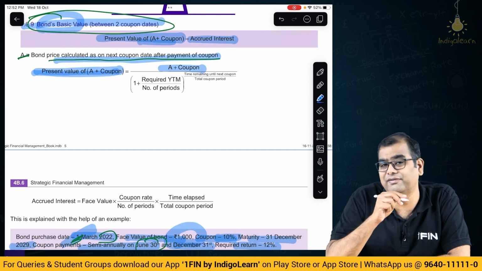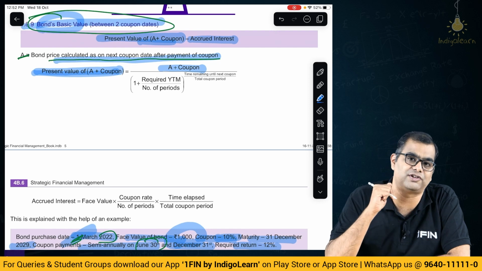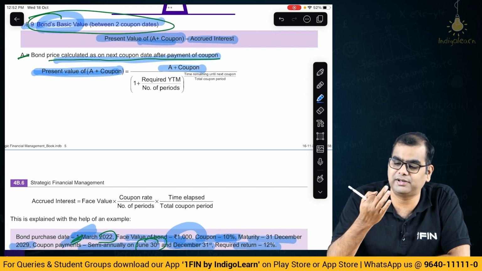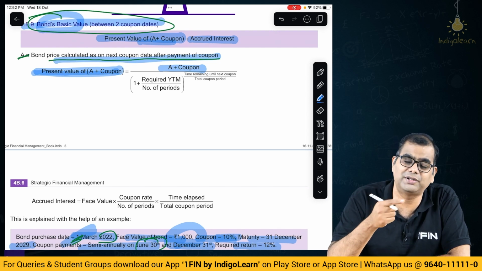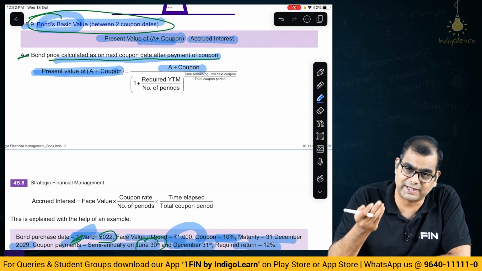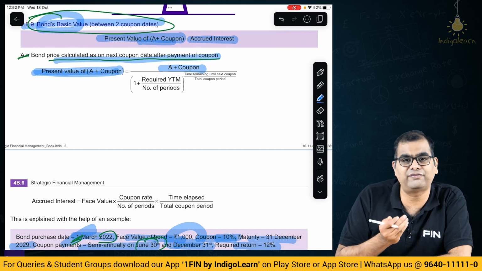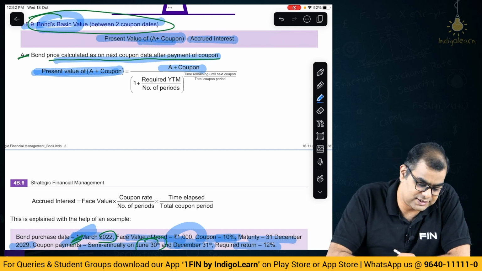But till when do you have to compute present value? You are buying on 1st of March. So, how many months are left? March, April, May, June, 4 months. So, you have to compute the present value for a 4-month period. You have to bring that 952.88 back by 4 months. But how will you do it for 4 months?